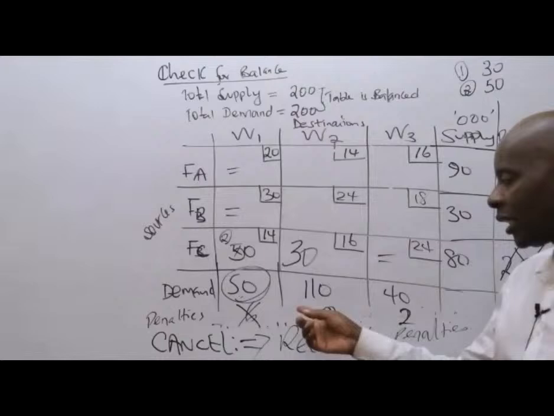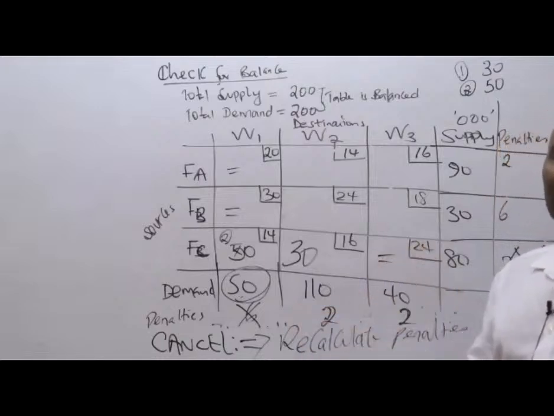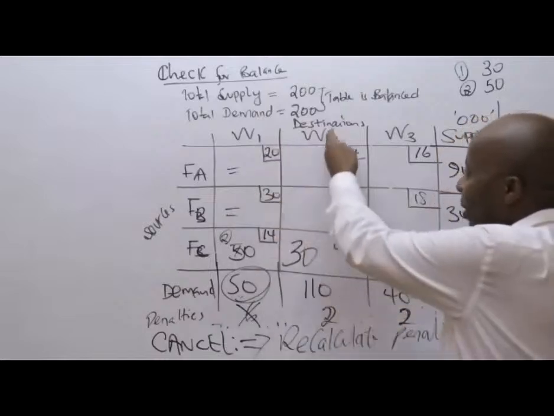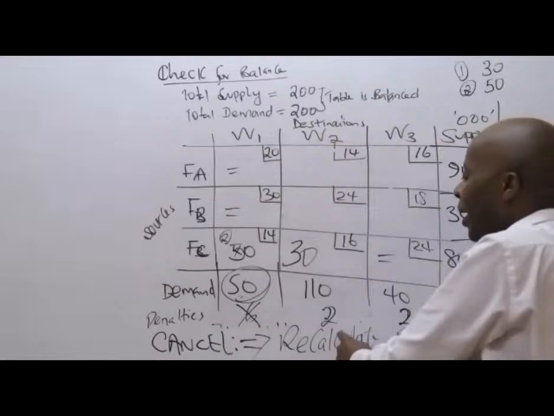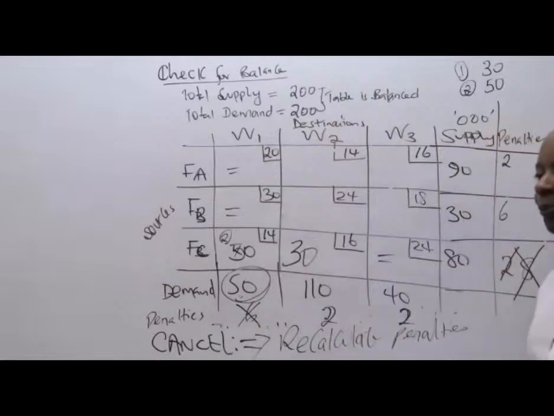Remember the rule of cancellation of penalties. Cancel a penalty, recalculate penalties for the entire table afresh. Ladies and gentlemen, I've been able to cancel this. Let's calculate afresh. Remember, this was canceled a long time ago. So column number 2, who can give me the new penalty for column number 2?